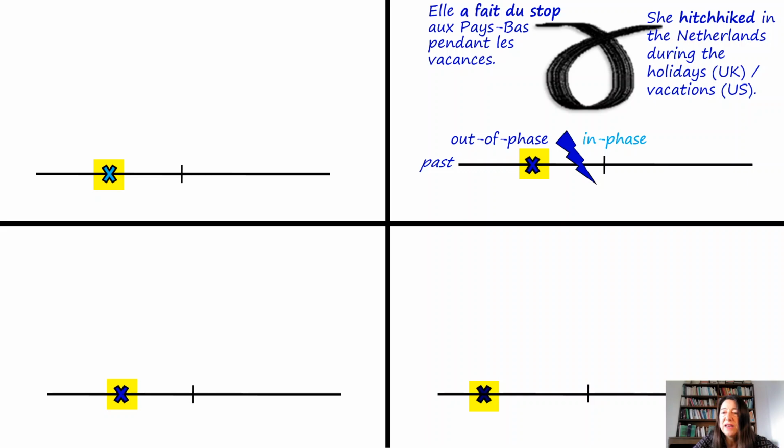And obviously, there are others. You can also find that same degree of distanciation from whatever you're in phase with whenever you use the past tense to refer to something that is unreal, like when you say, well, what if we hitchhiked in the Netherlands next month, for instance? Okay.